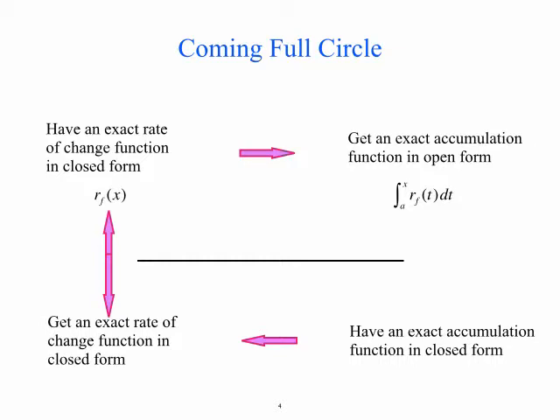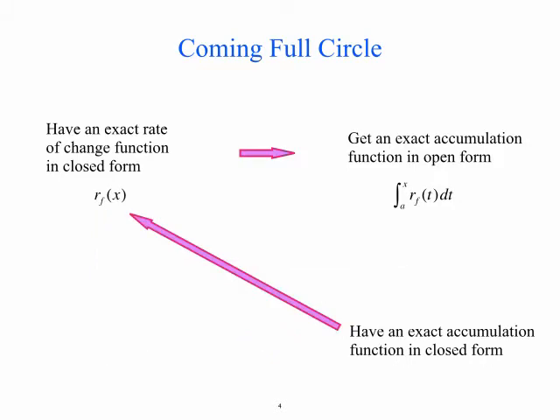Okay, well, these two things are exactly the same, right? And so our mastery rules told us how to go from exact accumulation to rate of change. But now we want to go from rate of change to exact accumulation, okay? And that's what we're doing here. So we're completing the cycle, going full circle, okay?